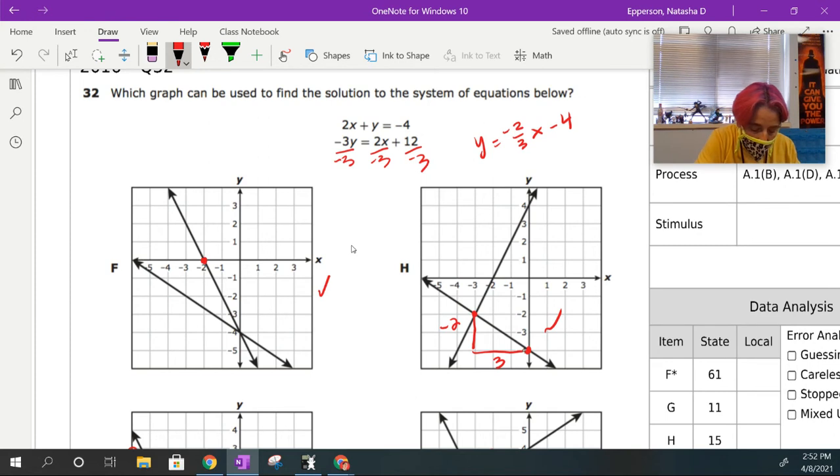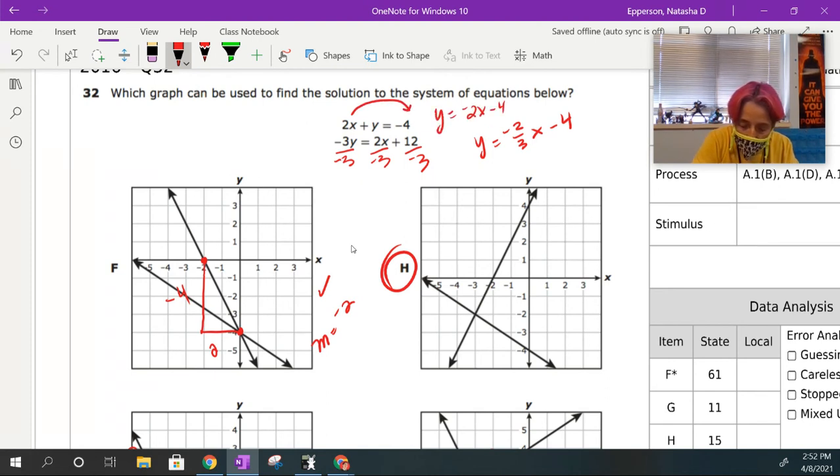I got a point here, and I got a point there. This is going down 1, 2, 3, 4, so negative 4. Run of 2. This has a slope of negative 2. So our answer choice by that has to be H, but let's double check. Let's go ahead and take this one step further. Let's check our other line. I'm going to move the 2x over with the 4. So this becomes y is equal to negative 2x minus 4.